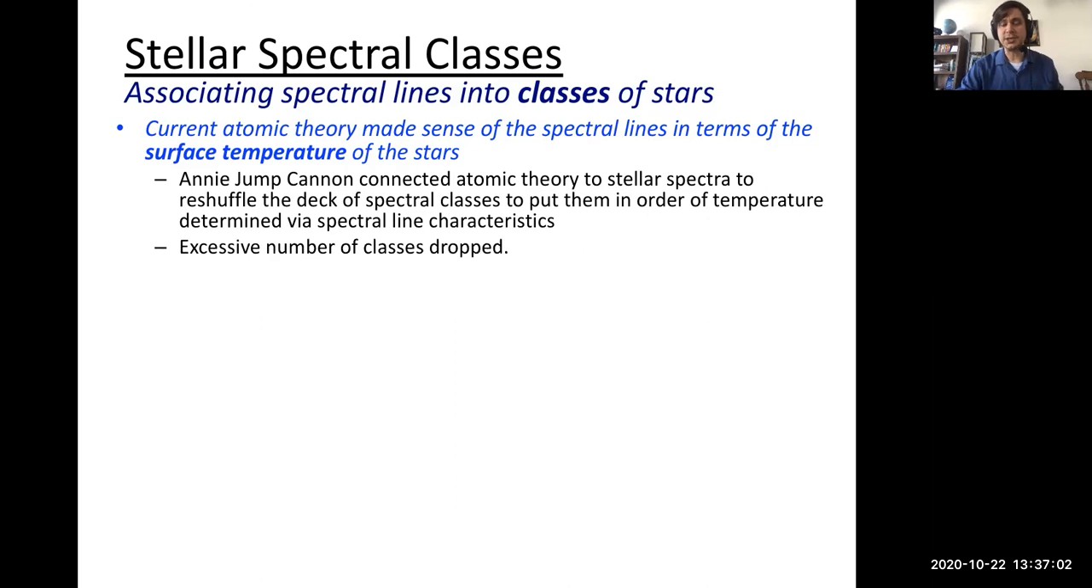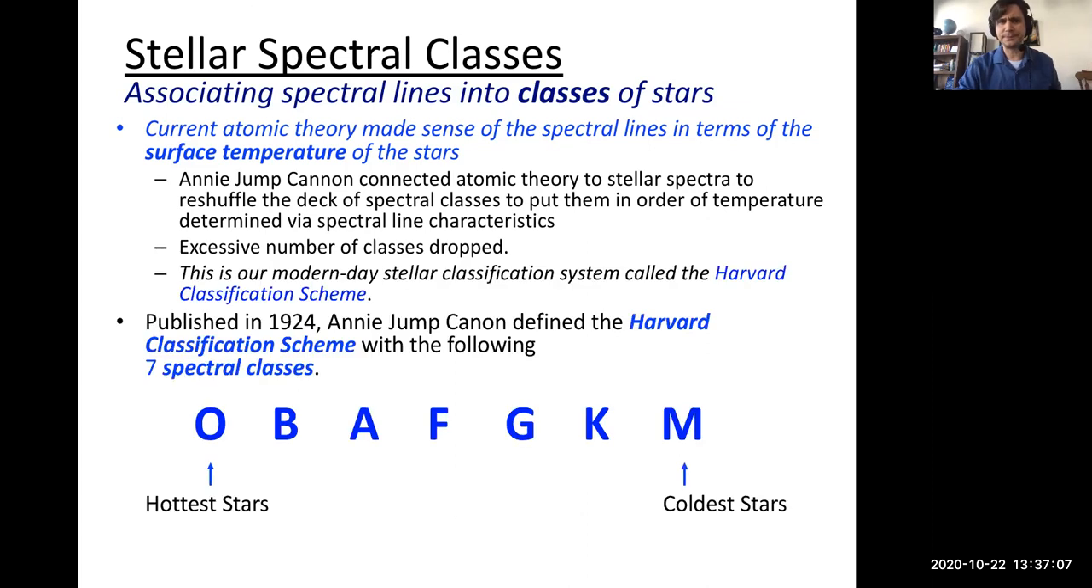So she's going to drop the excessive number of all the way A through P because nobody wants to deal with all that. And then she's going to re-rank everything according to temperature to give us our modern day classification scheme that is called the Harvard classification scheme because it was developed at Harvard. And in 1924, she published this work that reshuffled the deck. We kept the letters, but we got rid of all the extra letters and then reshuffled the letters around so that the hottest stars were ranked as the hottest, and then we go to the coolest stars.